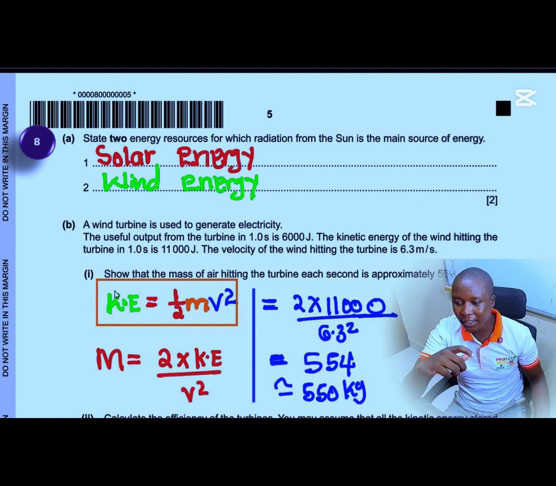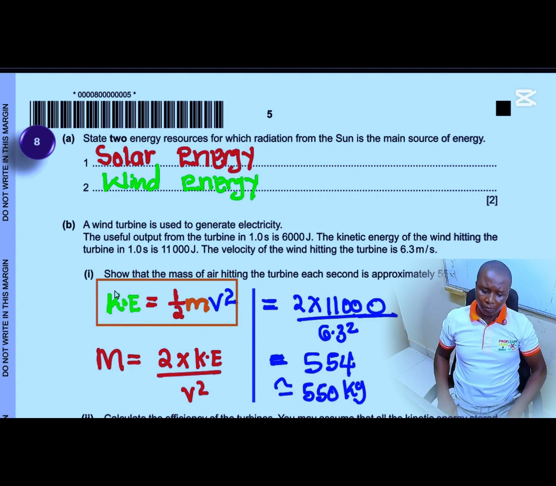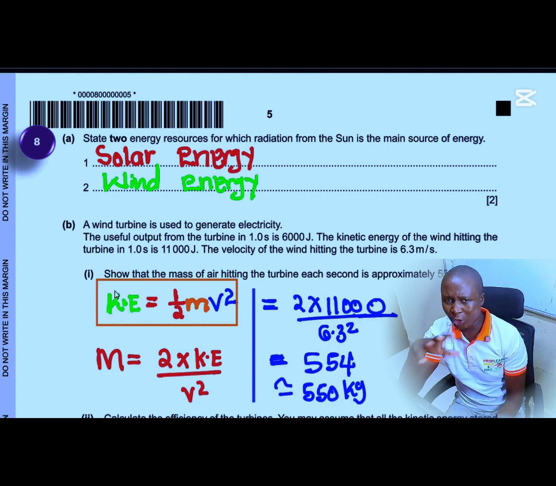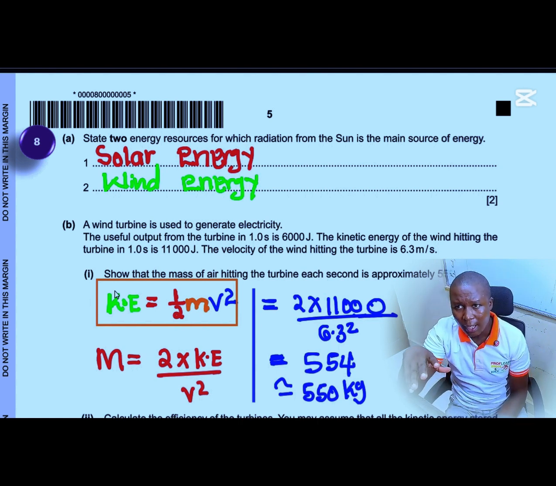And we know kinetic energy is equal to a half mv squared, a half times the mass times the speed squared. And also you need to remember the concept of gravitational potential energy, which is also mgh. Yeah, GPE is equal to mgh.